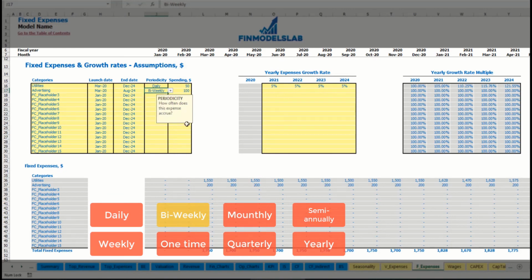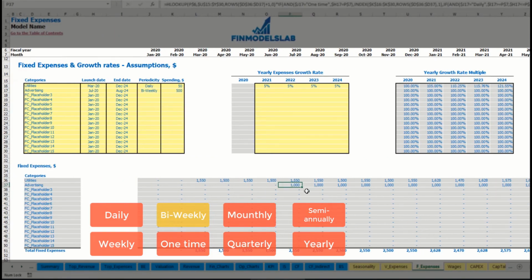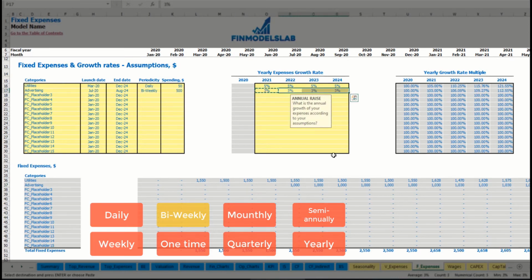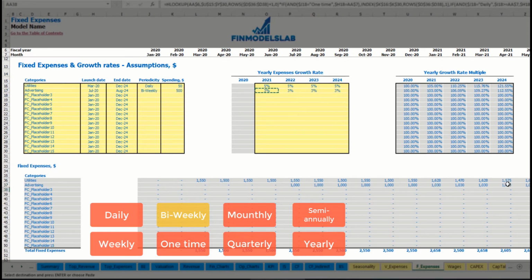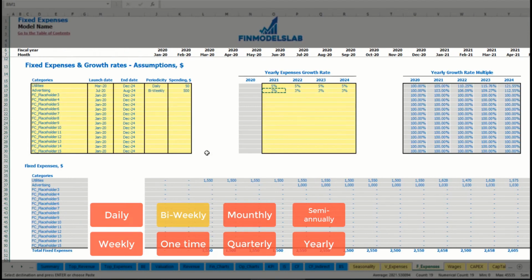Another option is bi-weekly. For example, $500. You can start from July, for example, and you will have 2 bi-weekly payments within the month. $500 multiplied by 2, you have $1000 per month. Again, you can input some growth rate and you will see that your advertising expenses will grow year over year till August 24, which is the last date of this expense type.